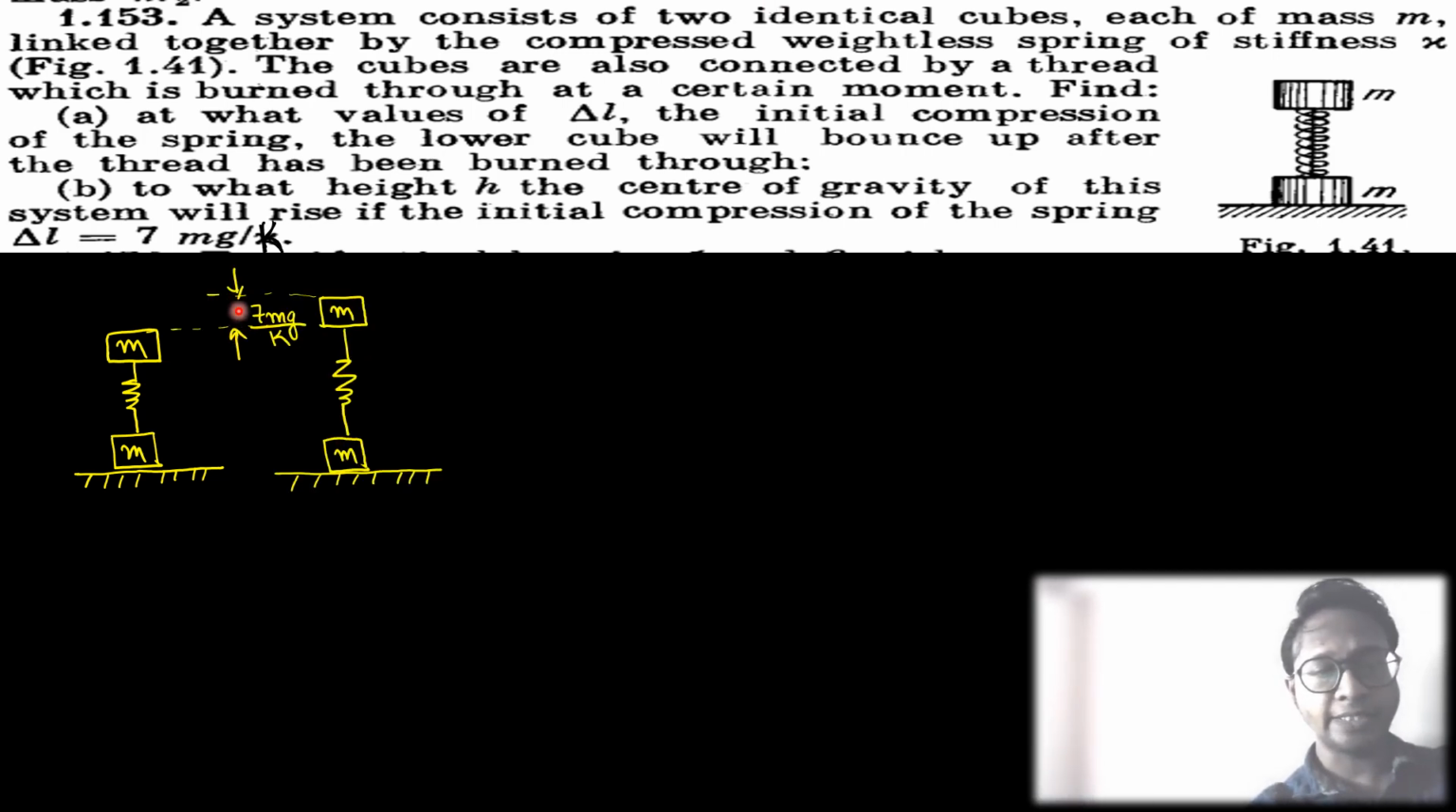In order to analyze that, let us draw the diagram for three cases. The first case is when the spring was completely compressed by 7 mg by k. This is the first case. In the second case, after the rope has been burnt, this mass will move upward. In the second diagram, we'll draw when the spring has reached its natural length. This is the natural length of the spring. After cutting the rope, the mass has flung off, no? So after reaching the natural length, this mass will again go upward.